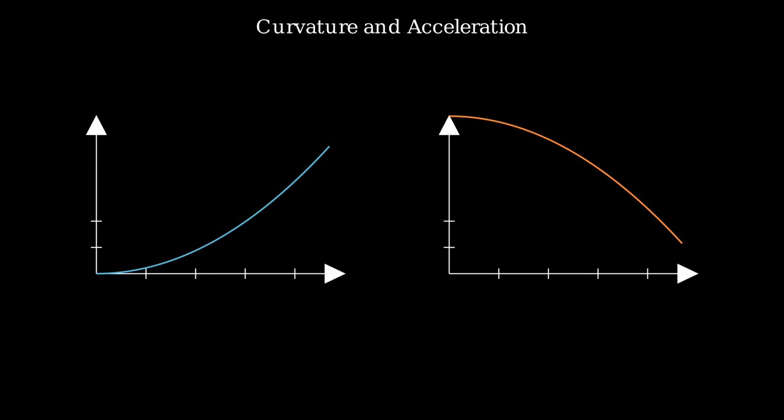Mathematically, the slope of the position time graph at any instant is the velocity at that instant. The curvature tells us about acceleration. If the curve is concave up, acceleration is positive. If concave down, acceleration is negative.